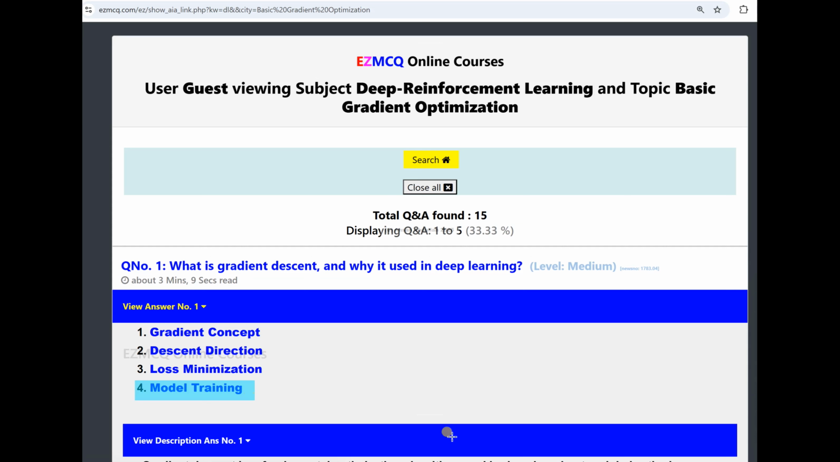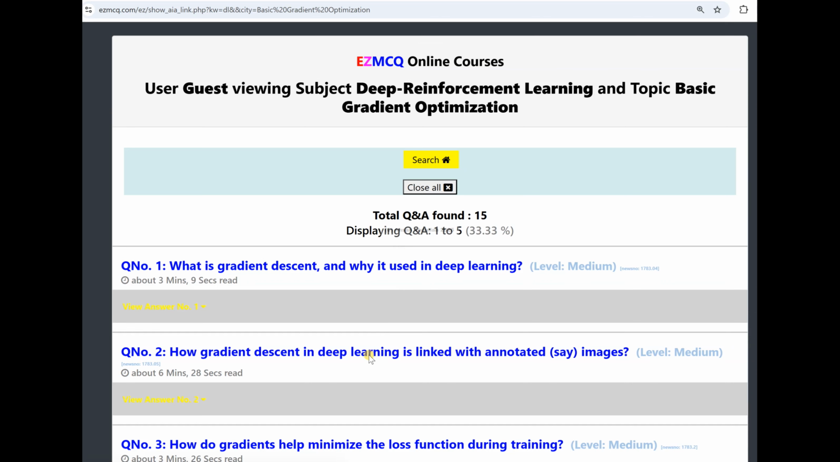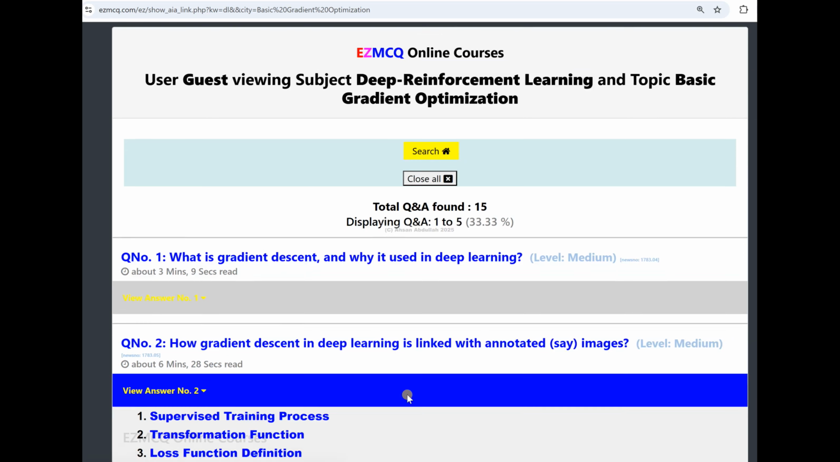All right. So now we move towards some rather more technical stuff. I close this and we move on. So how is gradient descent in deep learning linked with annotated data? It could be images, it could be audio, it could be text also. So how is it linked?